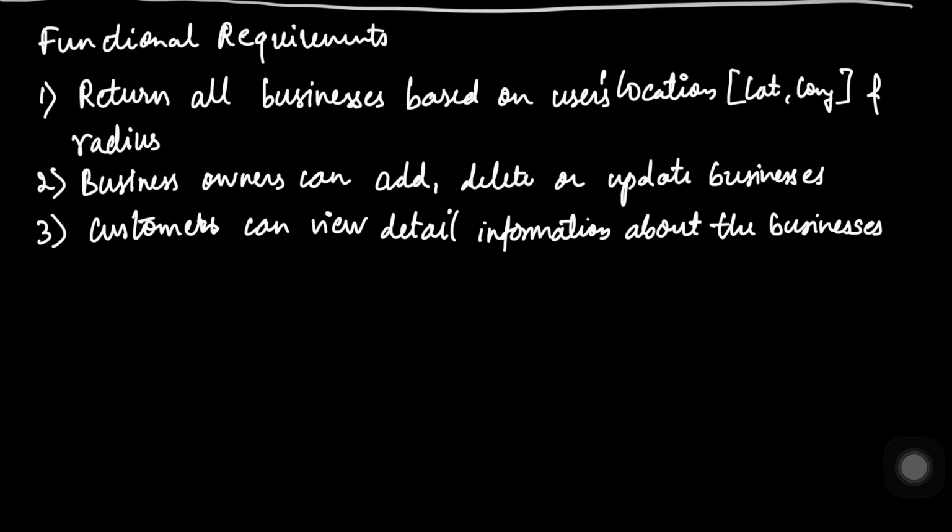This is a very important functional requirement in this case because our whole problem statement lies on it. The second thing should be that the business owners should be able to add, delete, or update their businesses, which the user would find on the application.